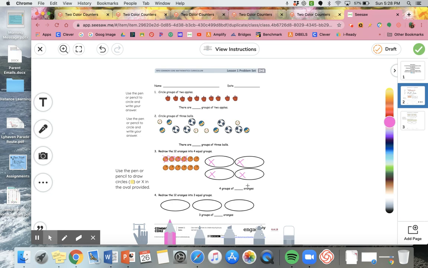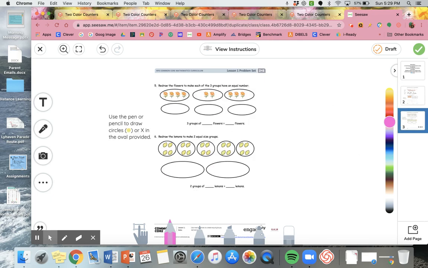And then you need to write how many ended up in each group. Please make sure you check that your groups are equal, because they need to have the same amount. If they don't have the same amount in each group, that means you may have put 1 too many X's, or you just need to recheck your picture. Okay? Same with number 4. You need to redraw the 12 oranges, but this time you're doing 3 groups. So not 4 groups, but 3 groups. That makes sense?